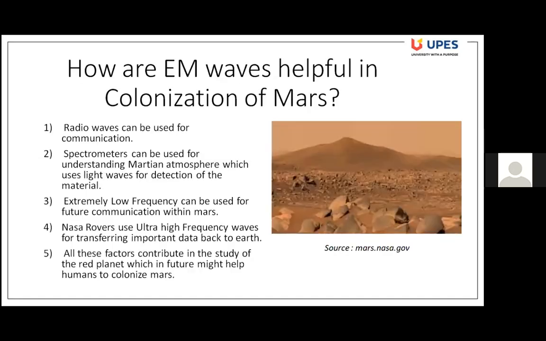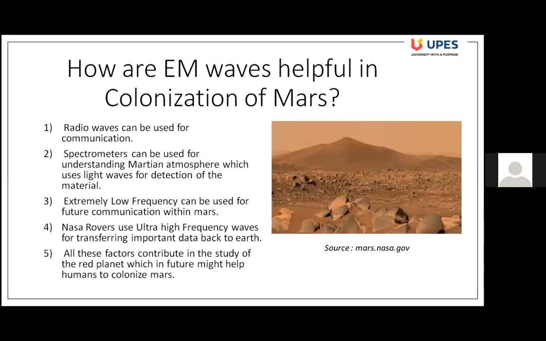Now let's look at our last slide. So here we talk about how EM waves are helpful in colonization of Mars. We see that low frequency radio waves can be used for communication, just like we use here on Earth. We use spectrometers, which take light waves and detect the kind of material in the surroundings, and it has helped us understand the atmosphere of Mars from so far away.